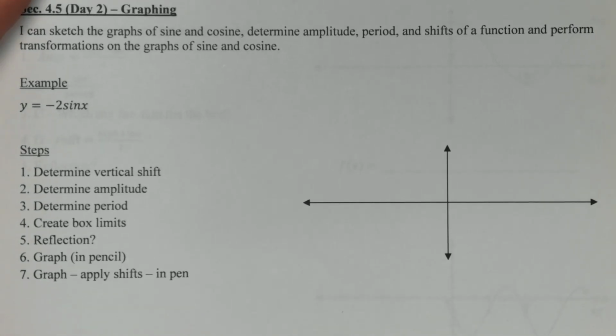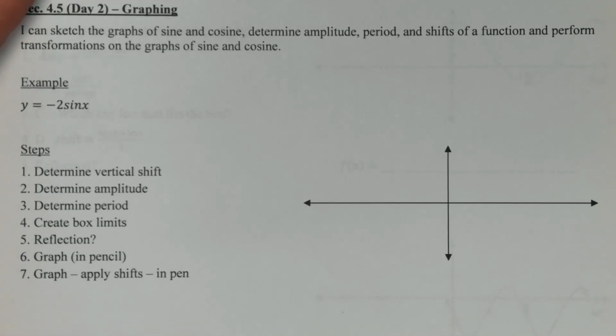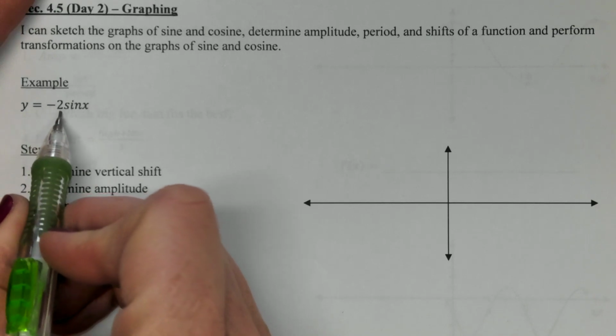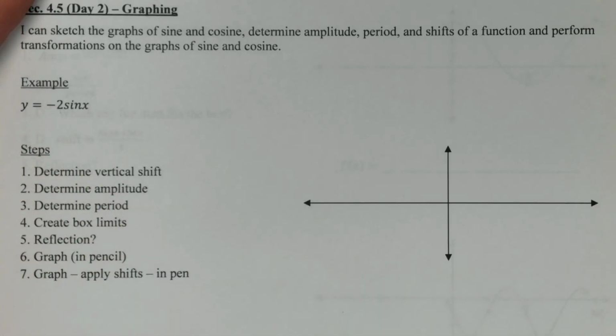The first one we're going to graph is kind of a simple one. We're just going to do y equals negative 2 sine x. So we know that this negative is going to flip the graph, and we know that this 2 is going to affect its amplitude, so how high or how low it goes, or how high those bumps are.